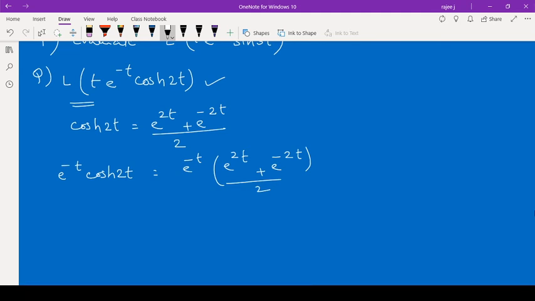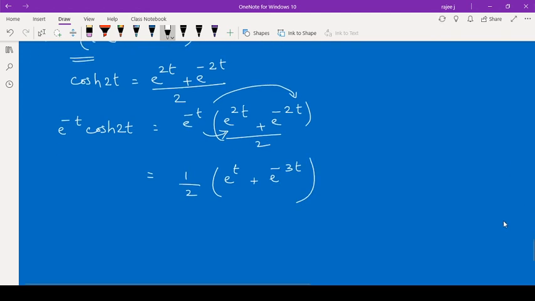So e raised to minus t into cosh 2t is equal to 1 by 2. Now just multiply this inside. e raised to minus t into e raised to 2t is e raised to t, plus e raised to minus t into e raised to minus 2t will be e raised to minus 3t. This will be a simplified form. It means you can do it a little more easily.